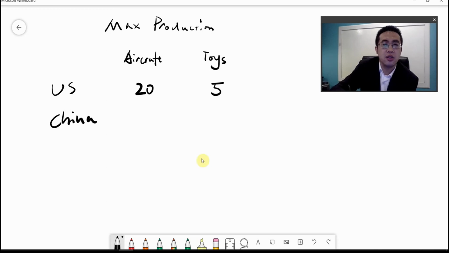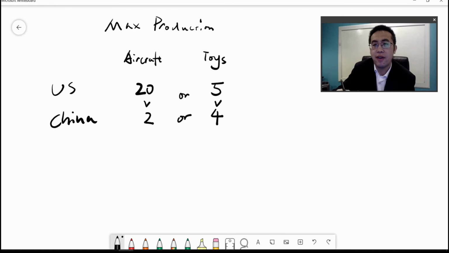All right, the thing is different for China. So if China focuses on aircraft only, China could produce 2 aircraft, but China can produce 4 toys. So again, this is an either-or situation. So you can see which country has the absolute advantage in aircraft production. Definitely it is US, because 20 is greater than 2. And which country has an absolute advantage in toy production? Definitely US still, because 5 is greater than 4. So US has the absolute advantage in both aircraft and toy production.